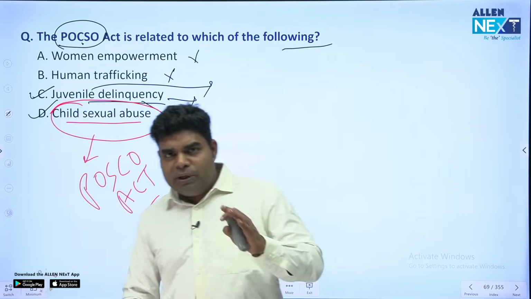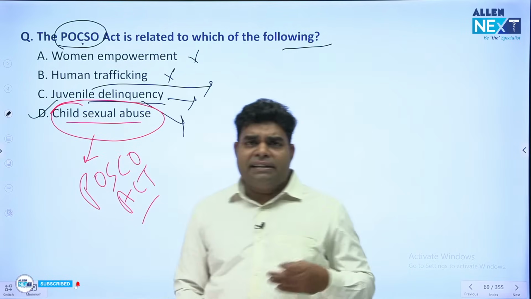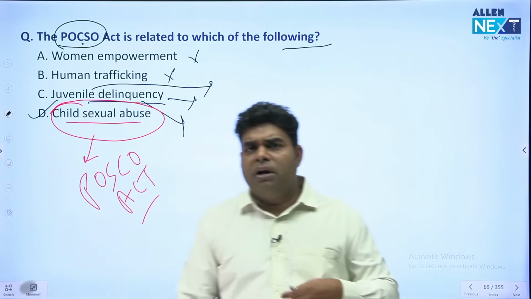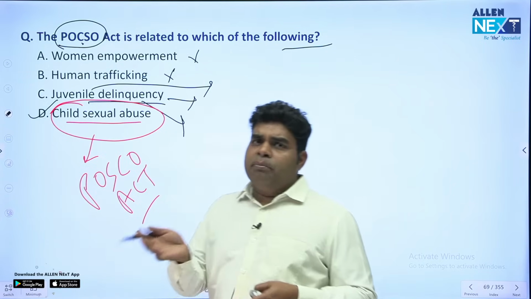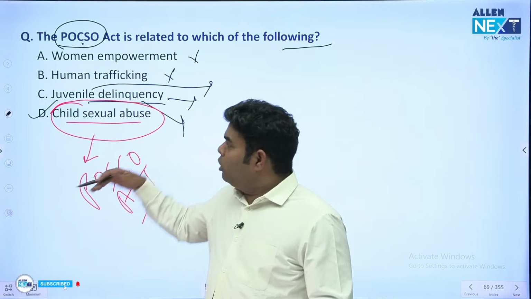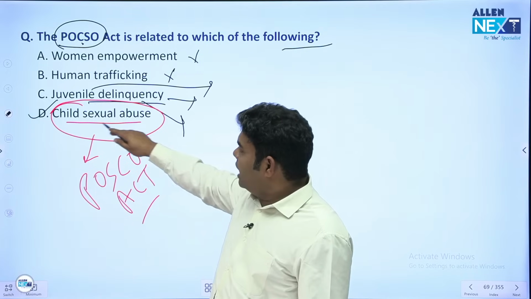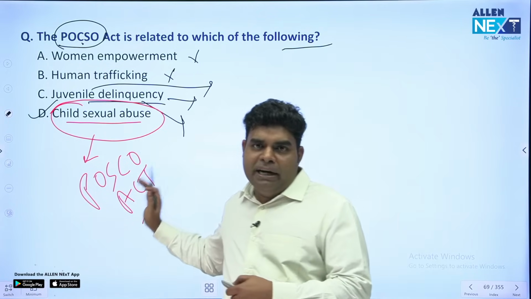Why not juvenile delinquency? Because juvenile delinquency can be anything. If someone is, let's say, smoking marijuana or taking some drugs before being an adult, that is also under juvenile delinquency. So many a time POCSO Act is not applicable there. But for child sexual abuse, POCSO Act is definitely applicable. So the better answer will be D.